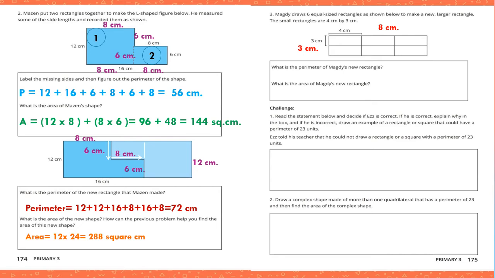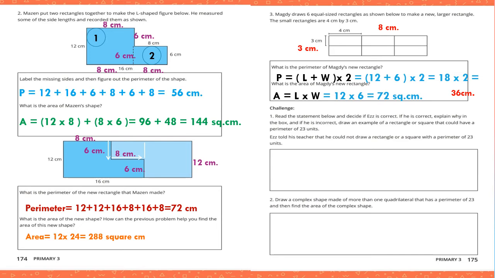So what is the perimeter of Magdi's new rectangle? Perimeter equals length plus width all times 2. So 12 plus 6 all times 2 equals 18 times 2 equals 36 centimeters. And what is the area of Magdi's new rectangle? Area will be length times width. So 12 times 6 equals 72 square centimeters.